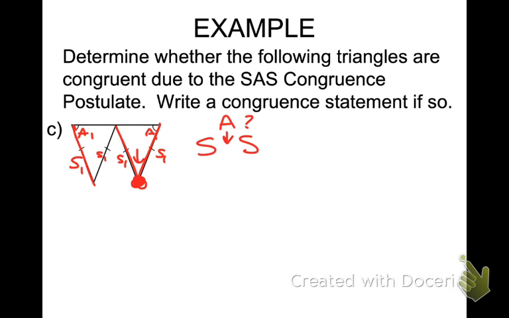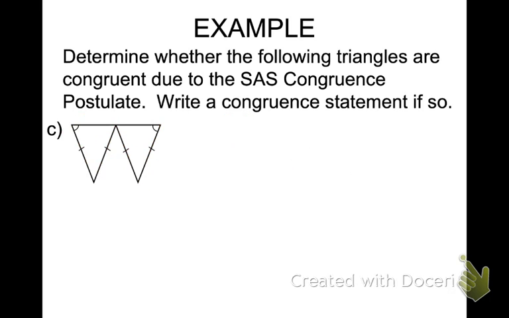Same thing on this side. My included angle would be down here. That's not where my A is located. Kind of looks like Rudolph right there. So this would be a case of the ASS, which remember we cannot have. That's no good. So my answer is nope. They're not congruent by side angle side.